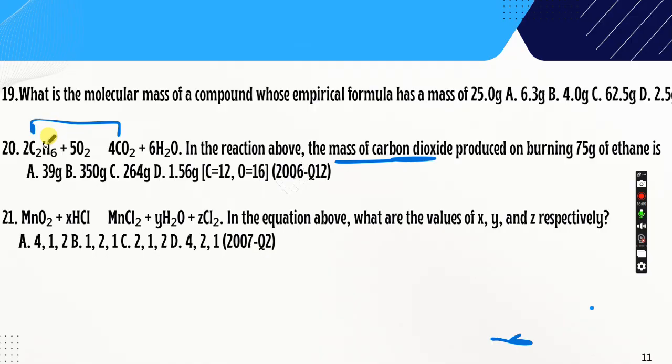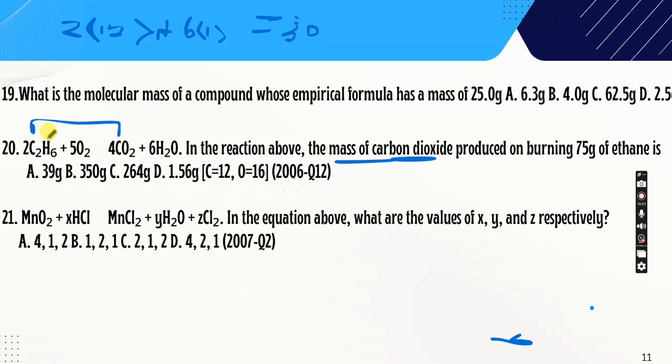Let's first calculate the molar mass of ethane. The molar mass of ethane will be 2 into bracket 12, plus 6 into bracket 1 for hydrogen, right? And that will give us 30.